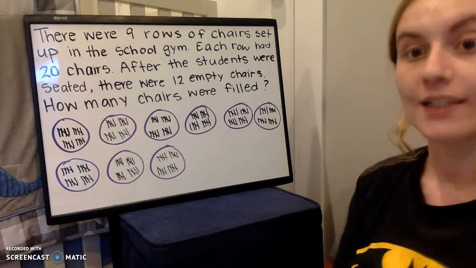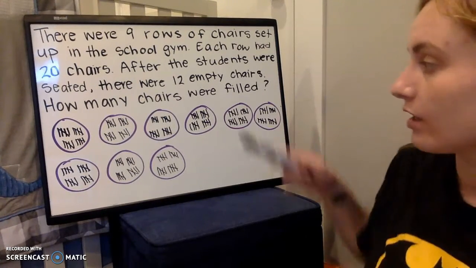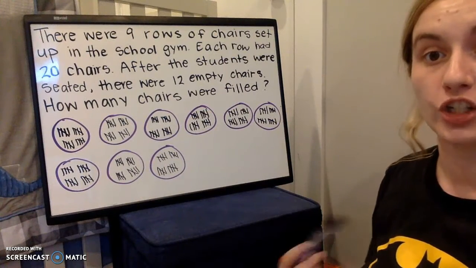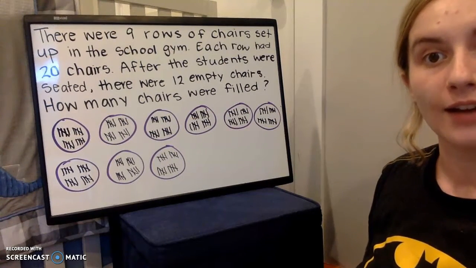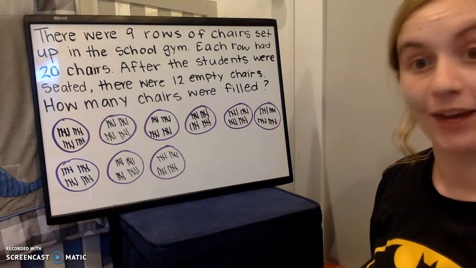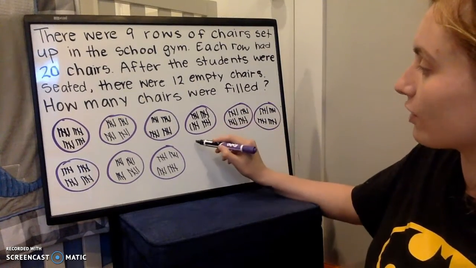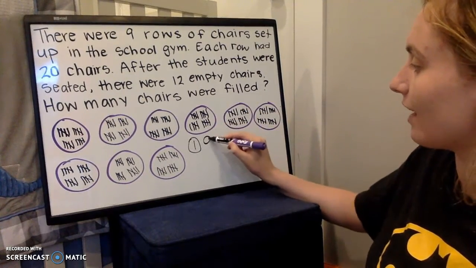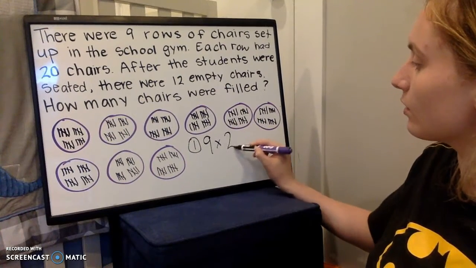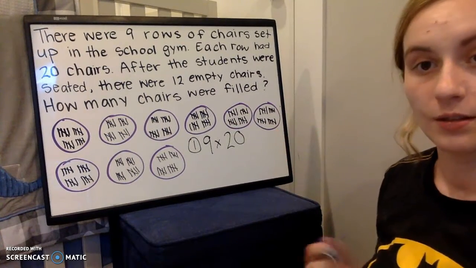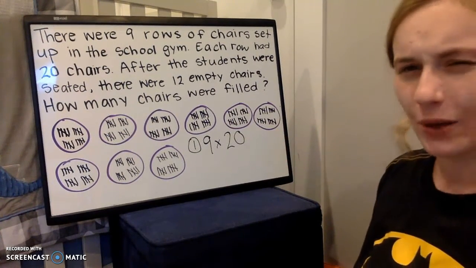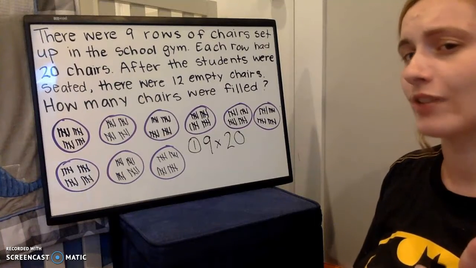Alright, so now I see how many chairs there actually are. There's 9 times 20 chairs. That is my first step. I could even write that down. The first thing I did was draw 9 groups of 20, so my first step to this problem is 9 times 20. Perfect. Now, I don't know what 9 times 20 is, but I know my 10 trick, right?